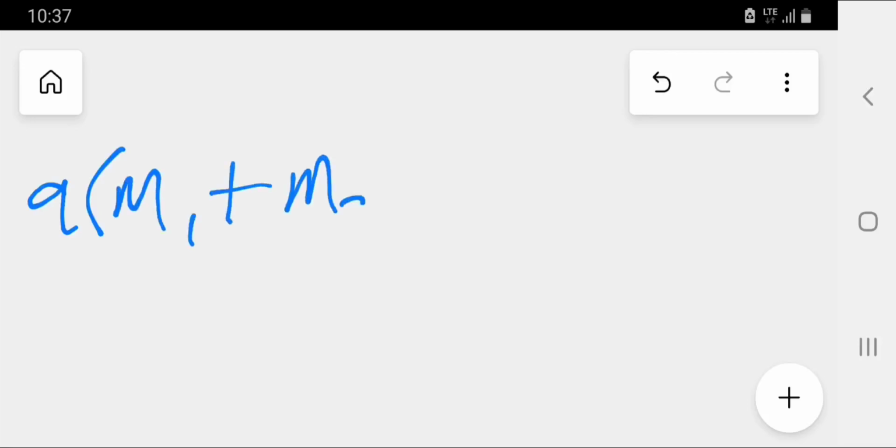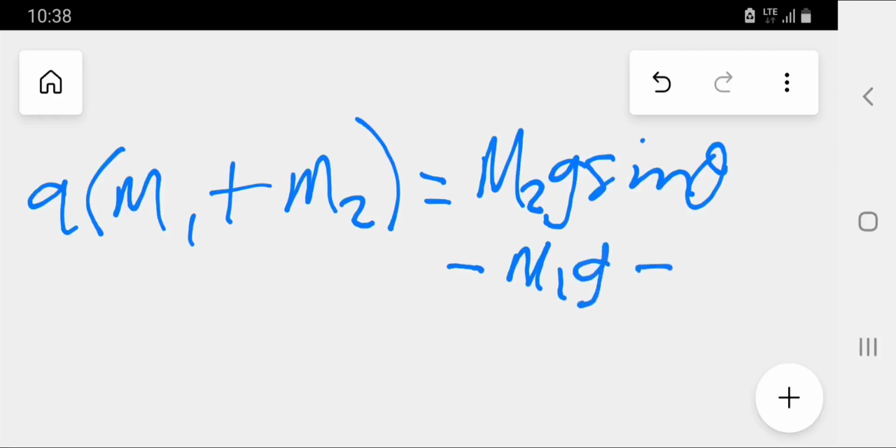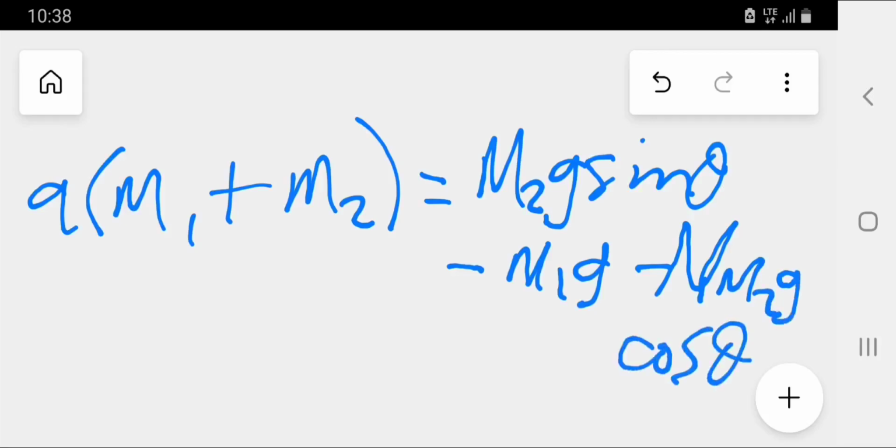After all these steps, we're going to make acceleration the subject of the formula. So by making acceleration the subject of the formula, we're going to have something like A times (m1 plus m2) being equal to m2 times gravity sine theta minus m1g minus mu m2g cos theta. So this is what we are going to have.